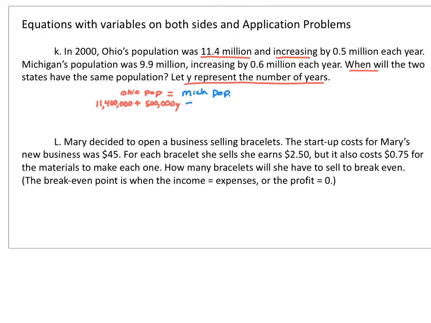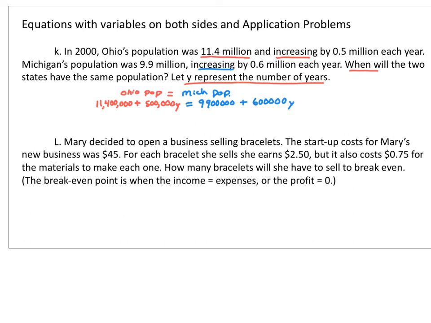The Michigan population was 9.9 million. That's 9,900,000. Okay. And it's also increasing, so add 0.6 million each year. That would be 600,000 y.